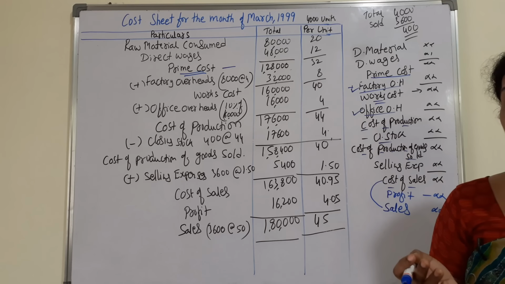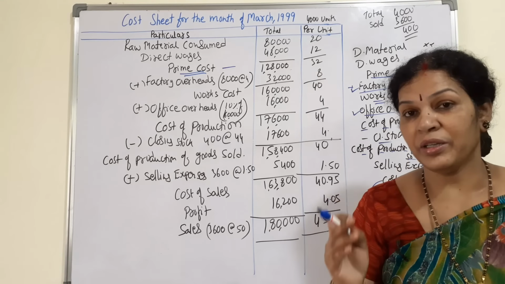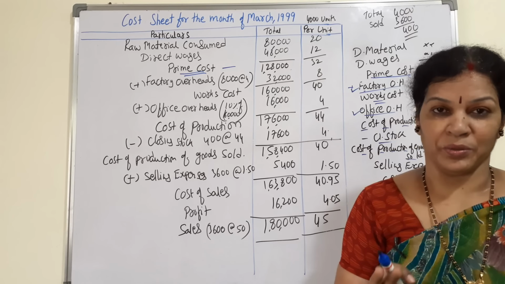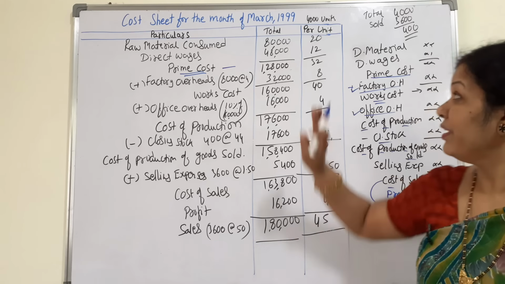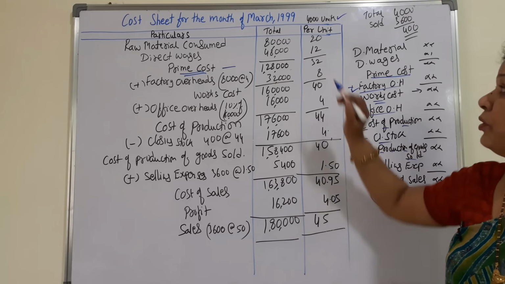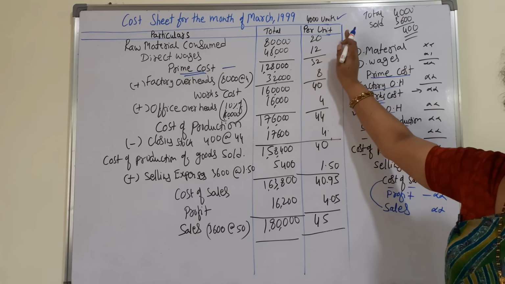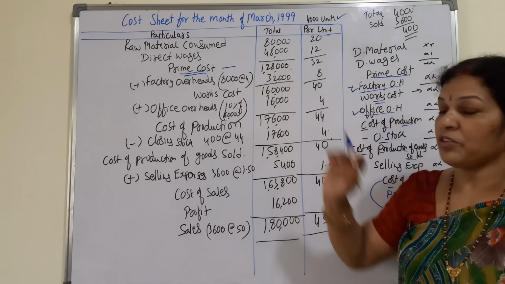How do you get per unit? See how many units are there. If it is given, then only you can get per unit. Sometimes in the problem, units are not given. Then ignore this column. Here 4,000 units are given, so every item you divide by 4,000, you will be getting per unit. Okay. So prime cost you got.